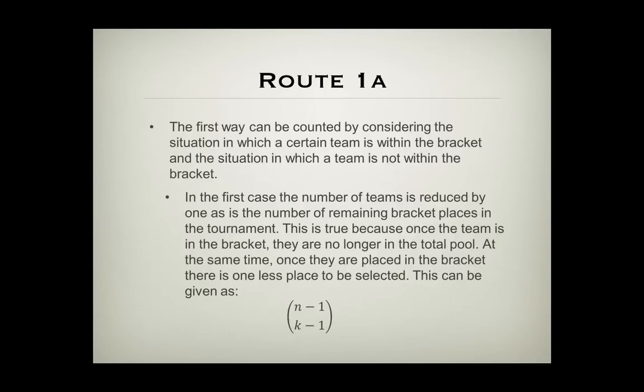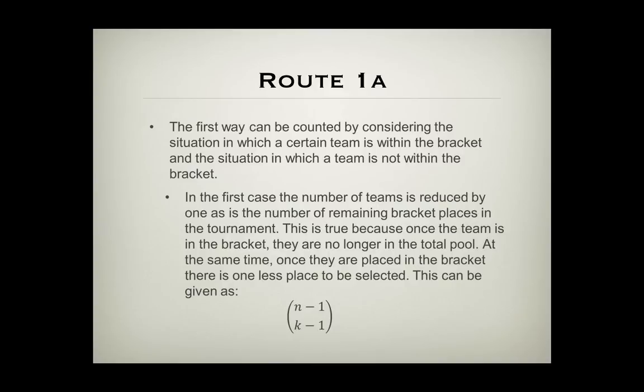Route 1A. The first way can be counted by considering the situation in which a certain team is within the bracket and the situation in which a team is not within the bracket. In the first case, the number of teams is reduced by 1, as is the number of remaining bracket places in the tournament. This is true because once the team is in the bracket, they are no longer in the total pool. At the same time, once they are placed in the bracket, there is one less place to be selected. This can be given as choose k minus 1 from n minus 1 elements.